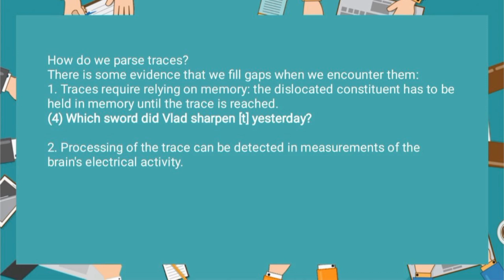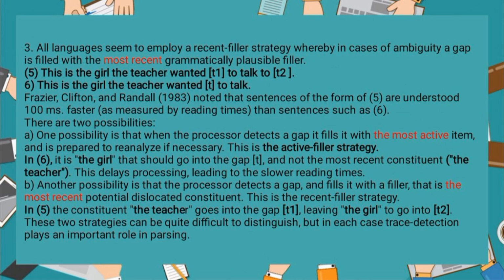So when words are moved around in a sentence, our brains have to work a bit harder to understand them. This is because we need to find the gap where the word was moved from and mentally fill it in. This process of figuring out the sentence structure is called parsing. Number 3, how do we parse traces?